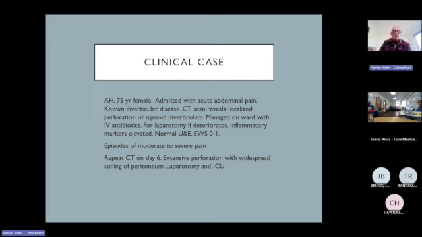She then started to develop episodes of moderate to severe pain, at times scoring 10 out of 10. You'll see what was happening with a blood test over those days in a sec, but essentially at day 6 on the ward, there was enough concern to repeat the CT, which showed an extensive perforation with widespread soiling of the peritoneum. She went for laparotomy and ended up on ICU.